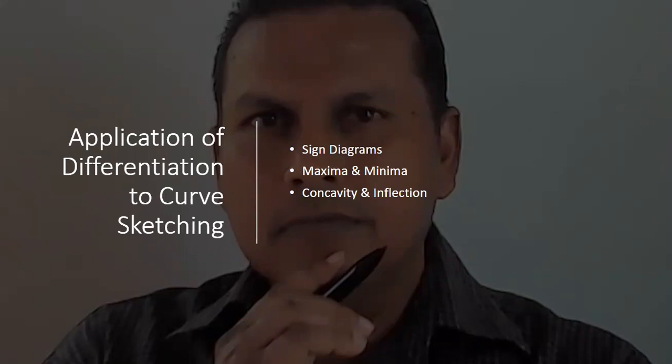The sign diagram of the first derivative tells us where the curve is increasing or decreasing and where turning points or local maxima or minima occur. While the sign diagram for the second derivative tells us where the curve is concave up or down or inflected.